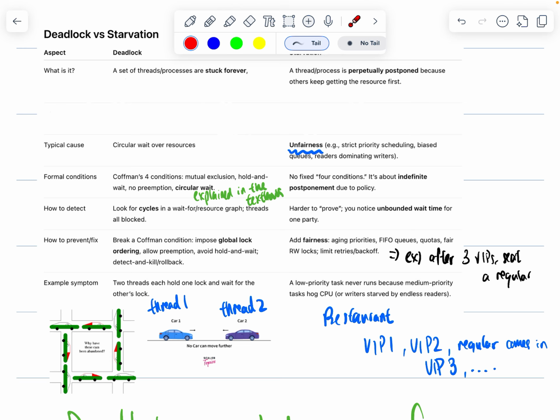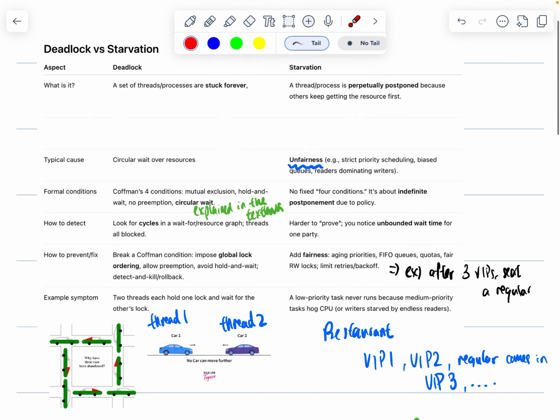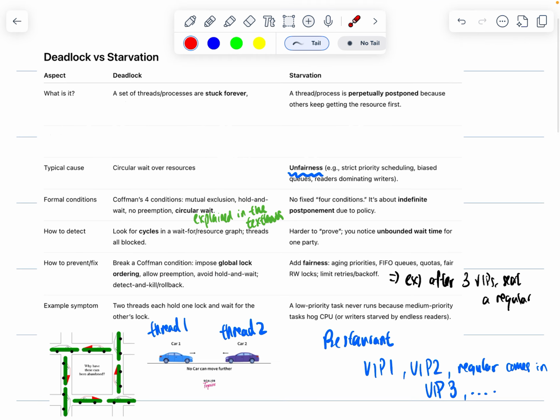So how do we prevent or fix? We basically break a Coffman condition, because the Coffman conditions define the four conditions for a deadlock. That means if any one of them is broken, then the deadlock is no longer there. So we can impose a global lock ordering, allow preemption, avoid hold and wait, or detect and kill or roll back.